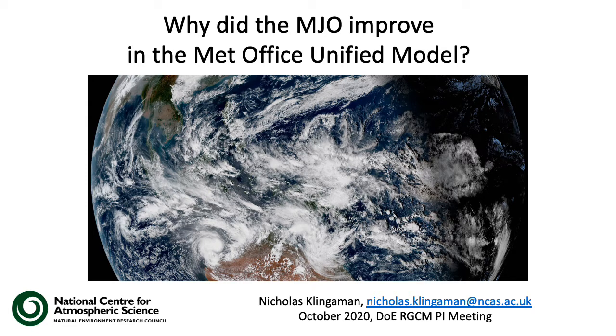My name is Nick Klingaman, and I work at the National Center for Atmospheric Science, based at the University of Reading. I'm grateful to the organizers for the chance to record a brief presentation for you today about some work that we've been doing to understand why the Madden-Julian oscillation has improved in the latest configuration of the Met Office's climate model.